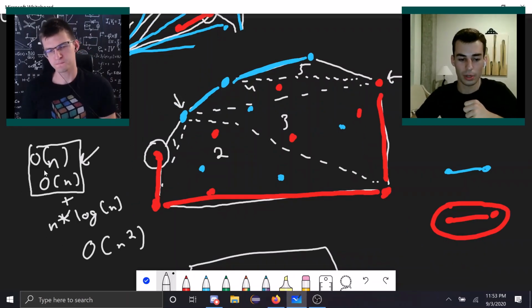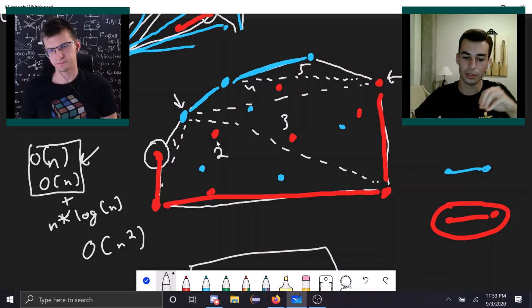So we've got our runtime, we've got the n squared part to initially find which triangle each point is in. On top of that, we have the n log n, just the same as the last problem. If we can improve this, then we can get our runtime down to n log n, so that's what we're going to try and do here.